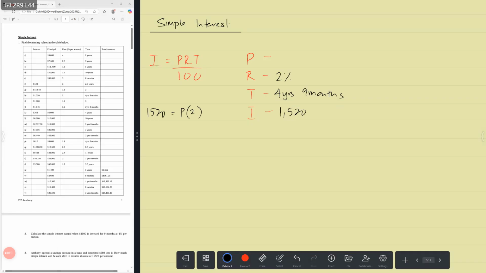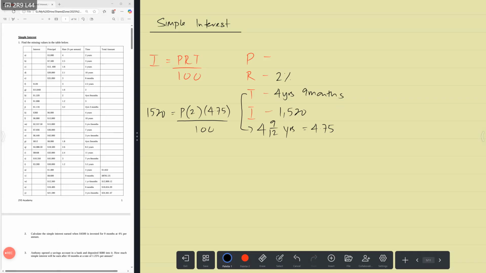So this basically means 4 and 9 months. Converting 9 months to years is basically 9 divided by 12. So it's 4 and 9 over 12 years, which is the same as 4.75, because 9 over 12 is equal to 3/4. So it's 4.75 years. That's how you convert your years. 4.75, then divide by 100.